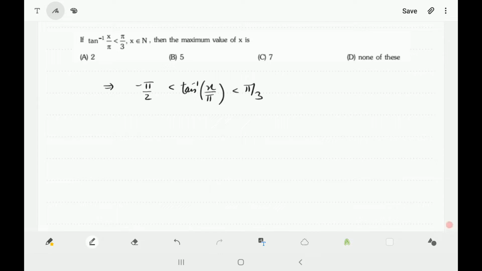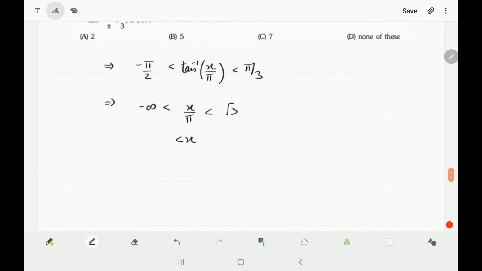Now tan x is an increasing graph from minus pi by 2 to pi by 2. So we'll take tan on both the sides. We'll get minus infinity here, x by pi here. Tan of pi by 3 is tan 60, which is root 3. So if you multiply with pi, x will vary from minus infinity to pi root 3.